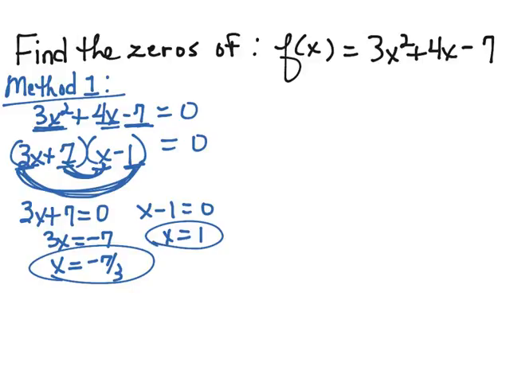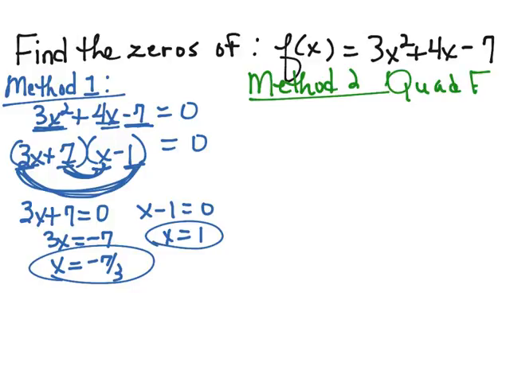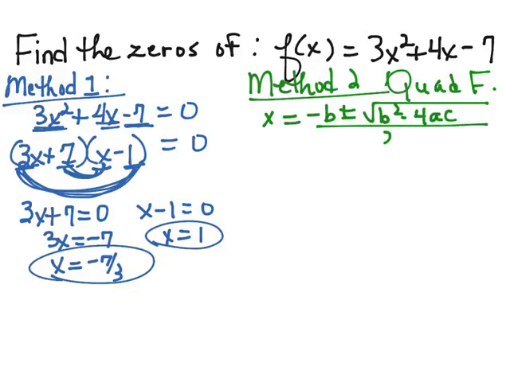Now, if you hate factoring, the other way that we could work this problem is using the quadratic formula. The quadratic formula is the formula that says when you have a quadratic, it's going to solve to equal x equals negative b plus or minus the square root of b squared minus 4ac all over 2a. And in our particular formula, a would be 3, b would be 4, and c would be negative 7.